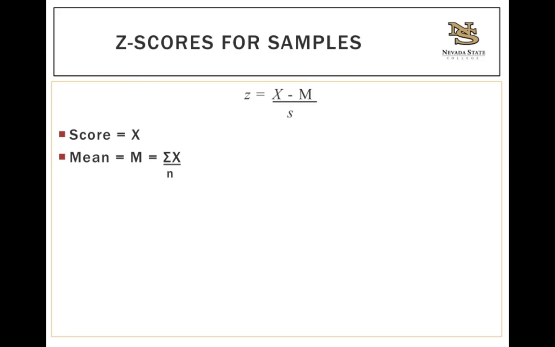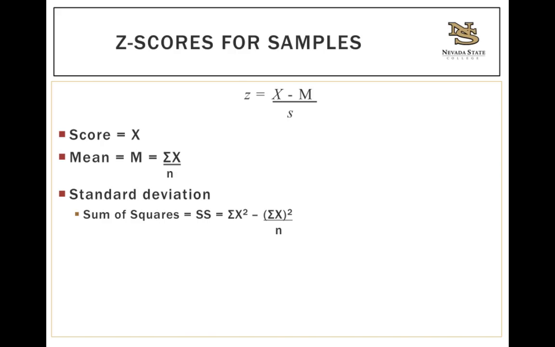And if you want to figure out your mean, if all you have is your raw scores, of course we can use the equation for figuring that out, which is just the sum of x divided by n. If you still don't have your standard deviation, remember we can also figure that out. We just need to find the sum of squares first, then your variance, then your standard deviation.